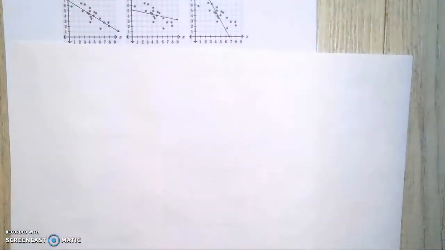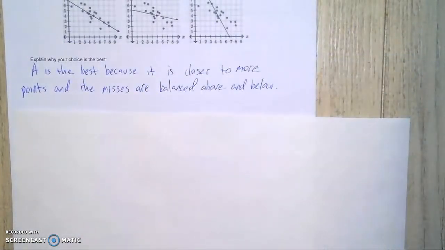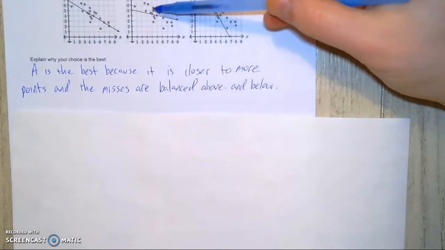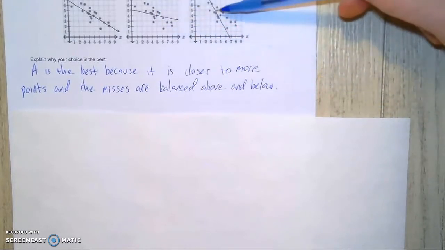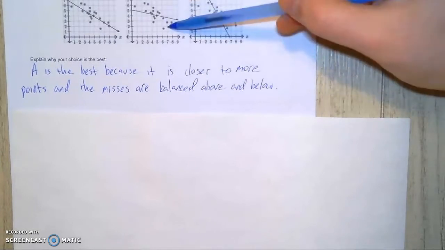And then we'll take a look at number 5 here, which is basically the same question. Which of these lines of fit is better? So I opted for A, and you'll see that my reason is the same as before. It's closer to more of the points, and the misses are balanced above and below. This one is very balanced. In fact, both of these are very balanced, but they don't really come that close to a lot of the points.